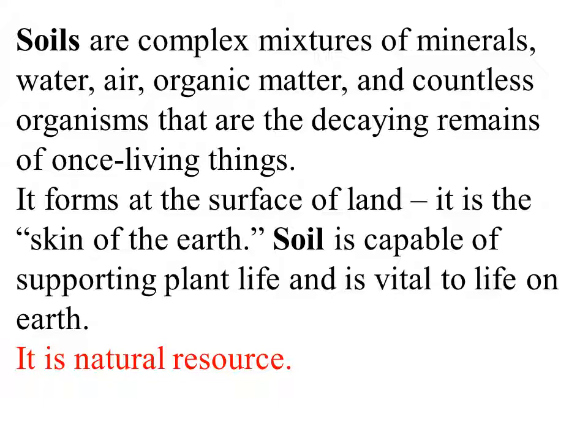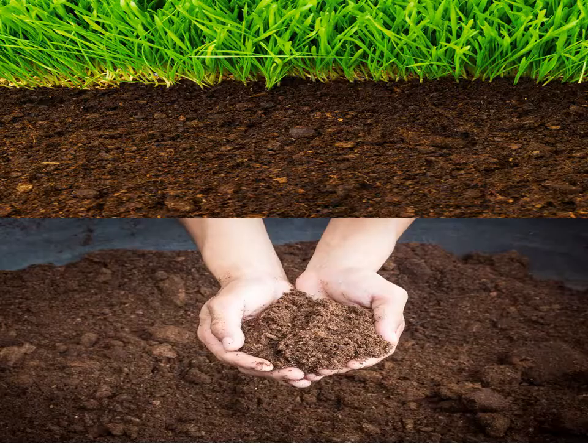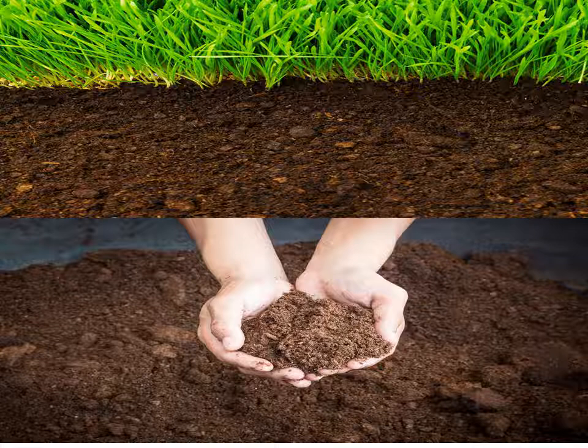In other words, we can define soil like this: soil is the mixture of different things which I said now. These are the things which are present in the soil. Here you can see the picture of the soil, and plants which grow in the soil.